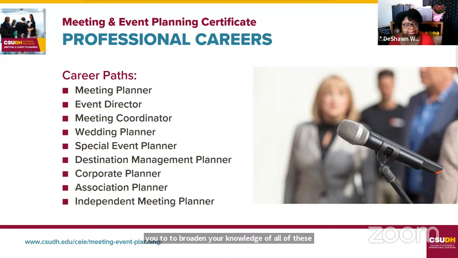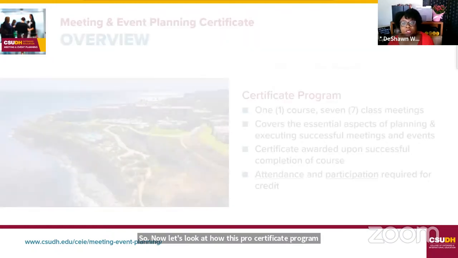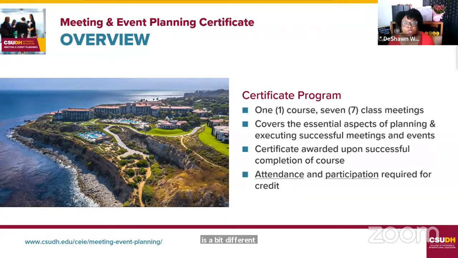So now let's look at how this certificate program is a bit different. It is one course, so it's one registration, but there are seven class sessions. We built this program so that the knowledge that you learn in one session, you will build upon in the next session. It starts to give you a broader knowledge so that when you go and start doing this in the real world, you have a full aspect of the meeting planning industry.